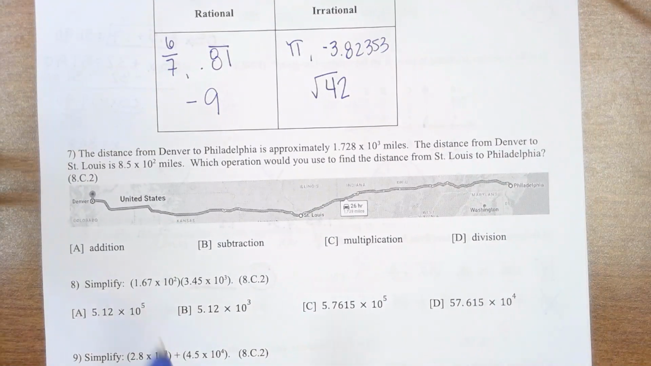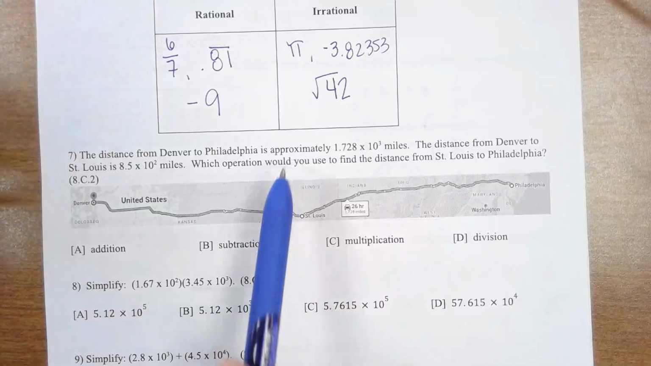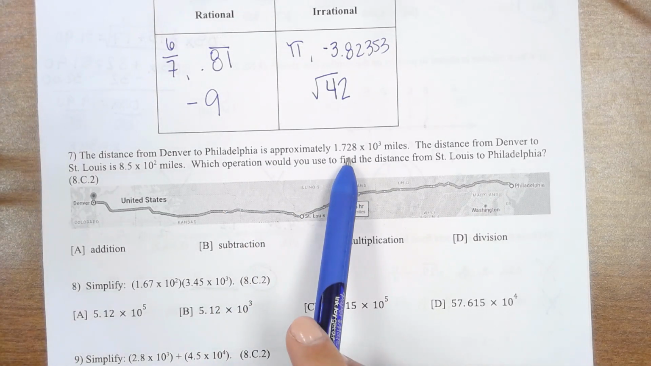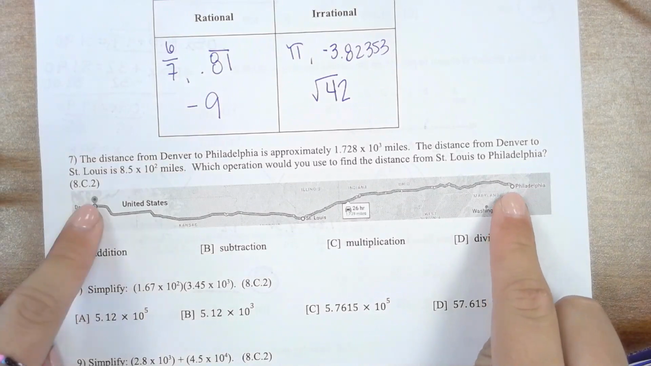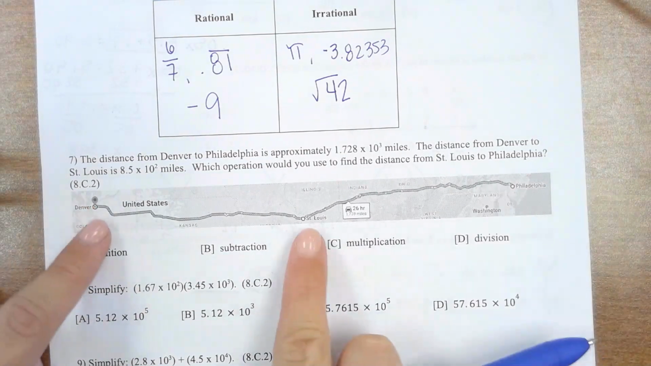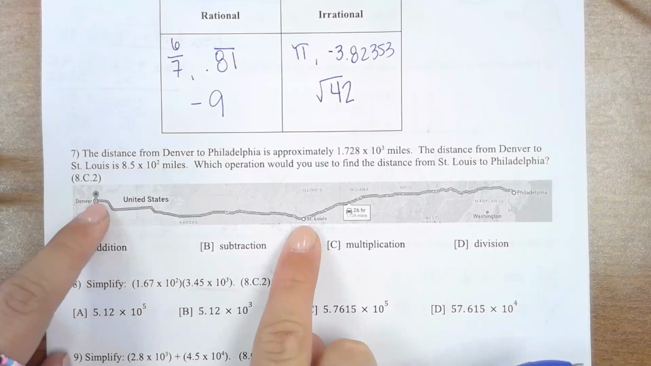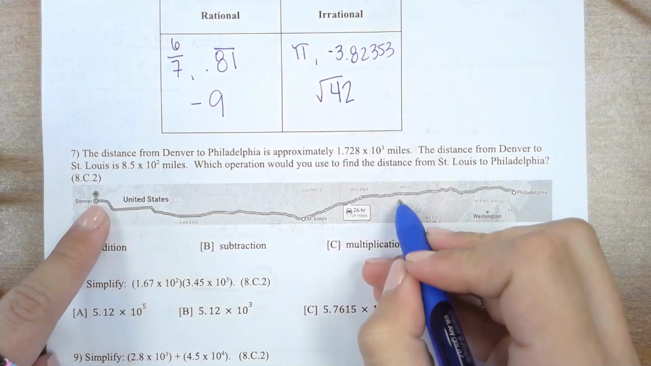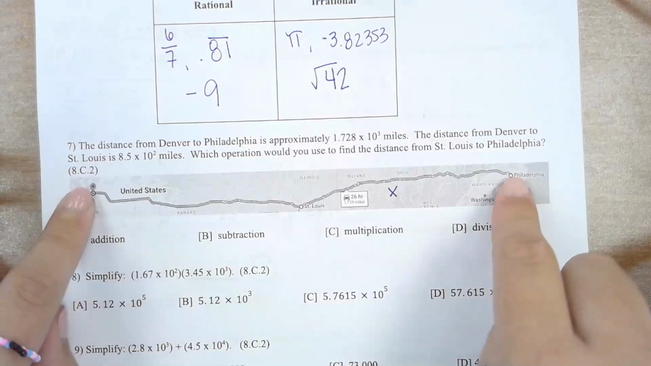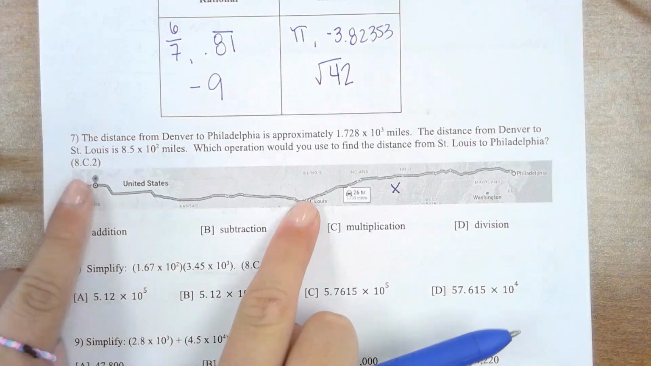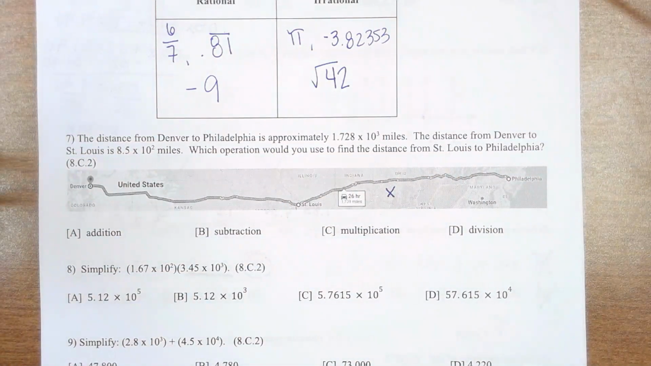All right, number 7. So the distance from Denver to Philadelphia is approximately 1.728 times 10 to the 3rd miles. 5 times 10 to the 2nd miles. Which operation would you use to find the distance from St. Louis to Philadelphia? So they gave us this whole distance from Denver to Philadelphia, and then they gave us this distance from Denver to St. Louis. And what they are trying to find is the distance between St. Louis and Philadelphia. So when you're given the whole distance and then given part of it, and you're trying to find the other part of it, what operation do you guys think we're going to do here?